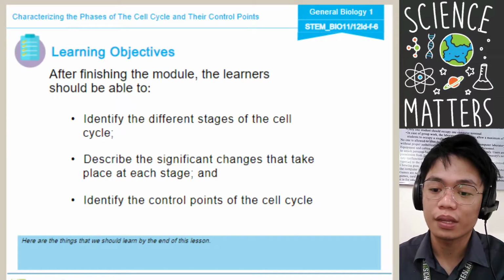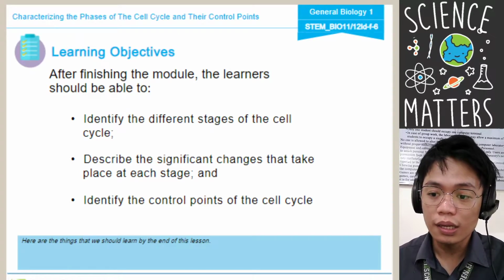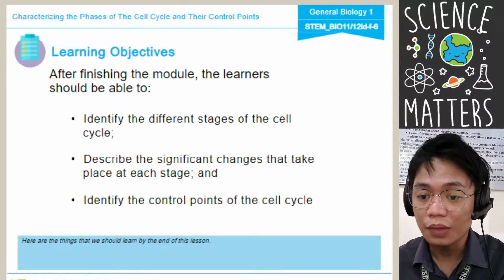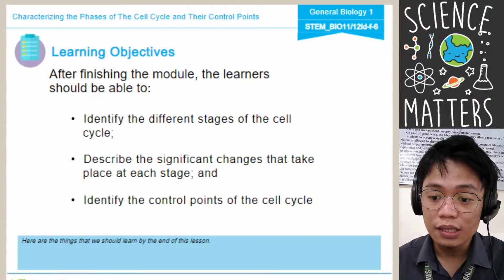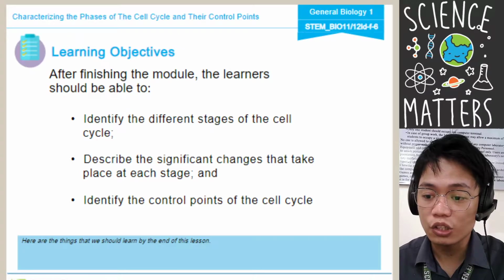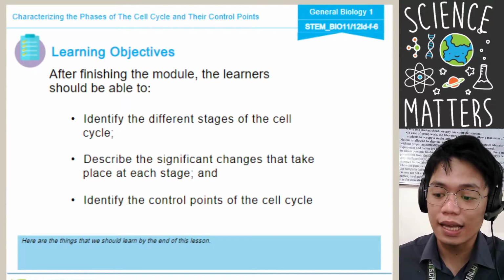Let's begin. So after finishing this module, the learner should be able to first identify the different stages of the cell cycle. Second, describe the significant changes that take place at each stage. And third, identify the control points of the cell cycle.